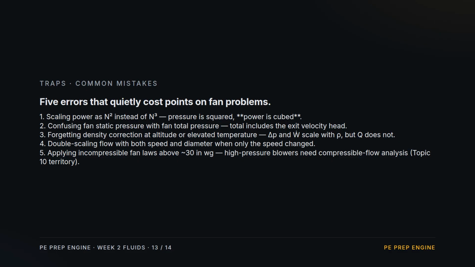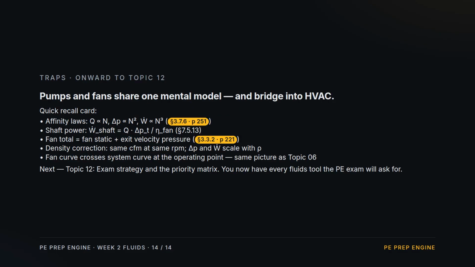Topic 10. 5 takeaways. 1. The affinity laws. Flow with N, pressure with N squared, power with N cubed. 2. Shaft power is flow times total pressure over efficiency. 3. Fan total is fan static plus exit velocity pressure. 4. At altitude or with hot air, same RPM gives same CFM but lower pressure and power. 5. Fan curve crosses system curve at the operating point.